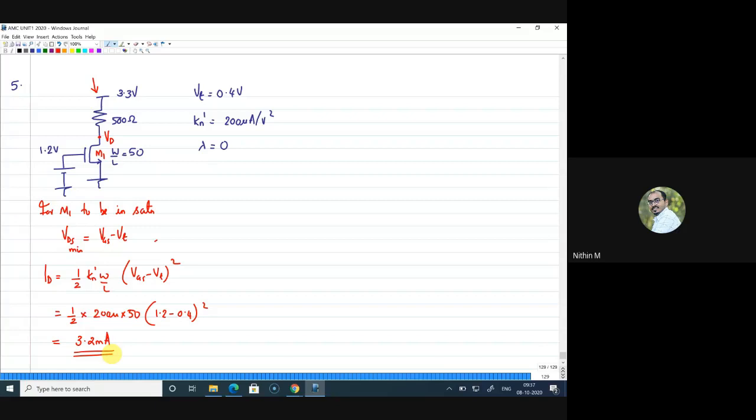Now, the question is, what can be the minimum VDD? So, how to find minimum VDD? I know that the minimum voltage required here is VD. What is VD? VD should be VGS minus VT, plus the drop across this resistor will give you the minimum VDD. So, your VDD minimum will be equal to ID into 500 ohms plus VD. What is VD? VD is VGS minus VT. So ID is 3.2 milliamps into 500 plus VGS minus VT, which is equal to 0.8. So what is VDD minimum? VDD minimum will be equal to 2.4.